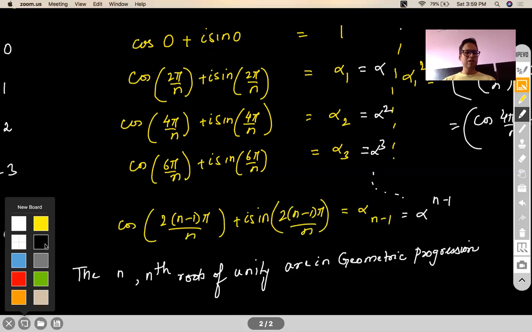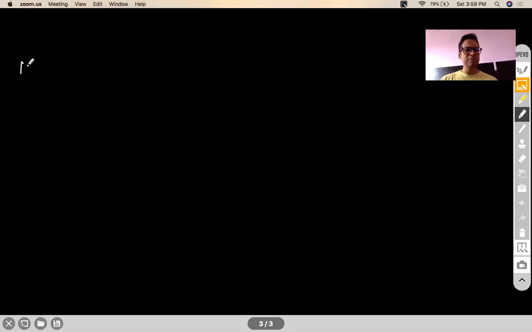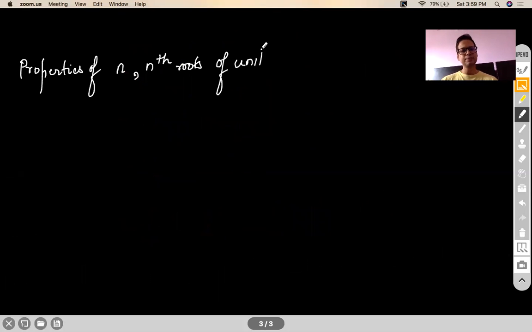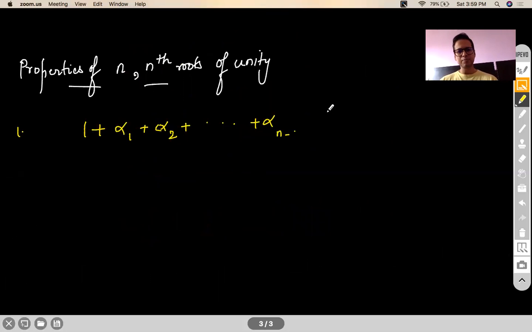All right. So now we'll talk about the properties of nth roots of unity. The first property is the sum of all the nth roots of unity is actually going to be 0. Why? The proof of this is very simple.